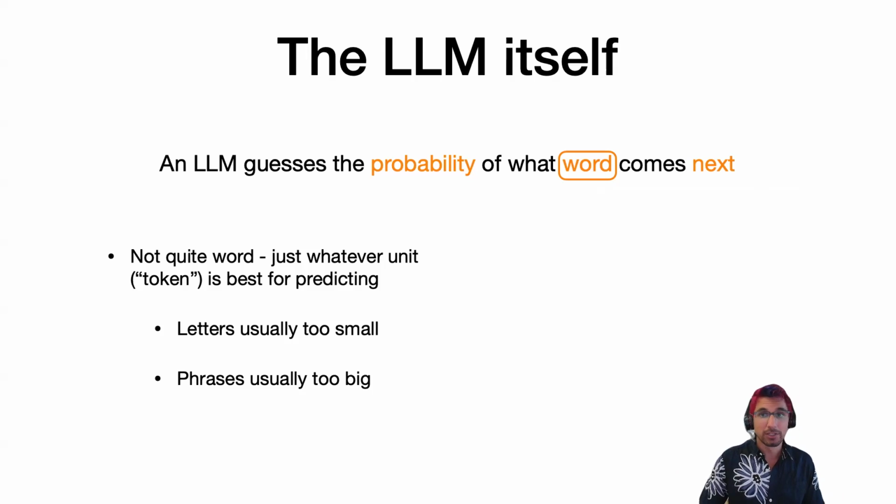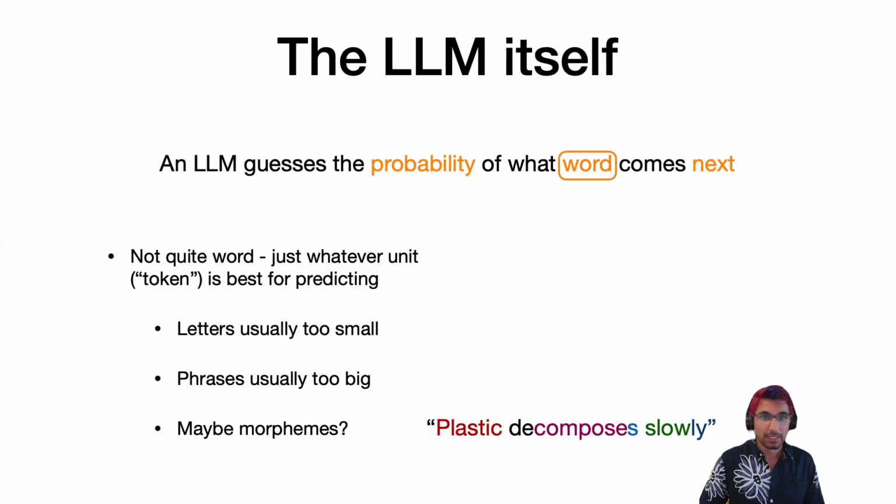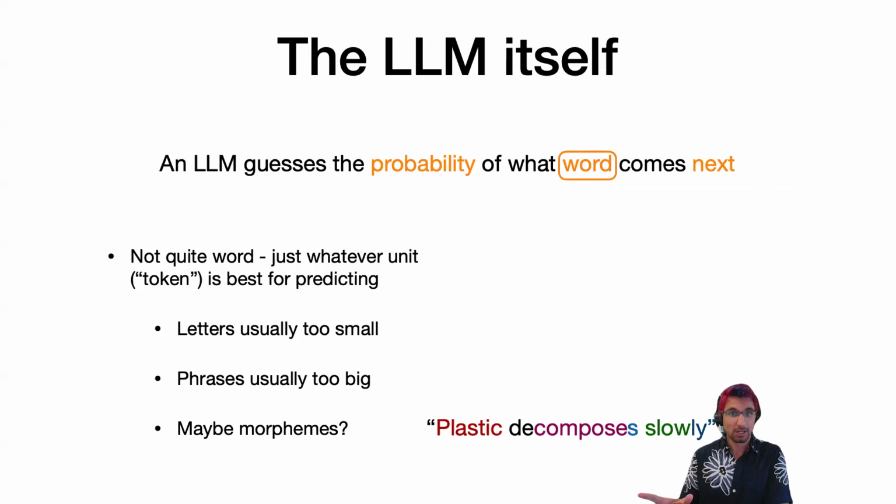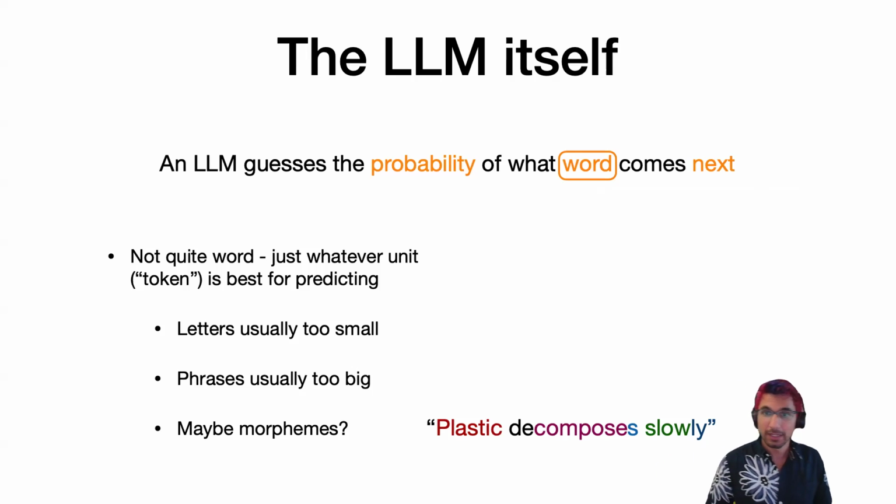Humans actually work with units that are smaller than words too. So, for instance, in English, consider the sentence, plastic decomposes slowly. We usually say that's 3 words, but linguists will say this is made up of 6 morphemes, which each have their own meaning. Plastic, de, compose, s, slow, and ly. In some languages, each one of those would be represented by a separate word. In other languages, we'd combine it all into a big word.